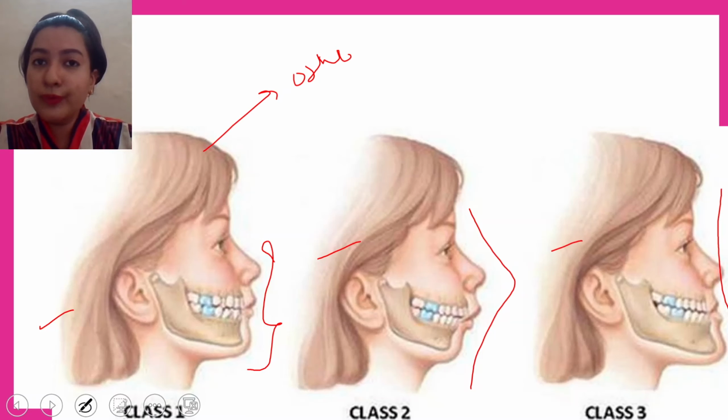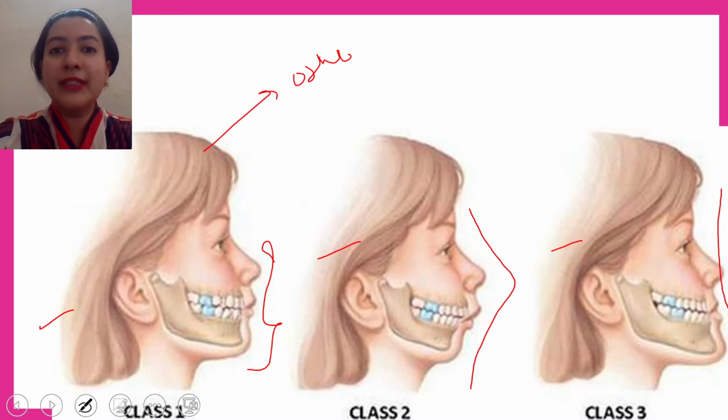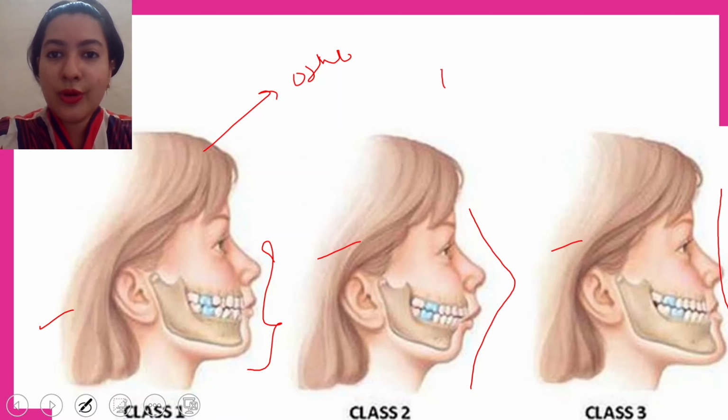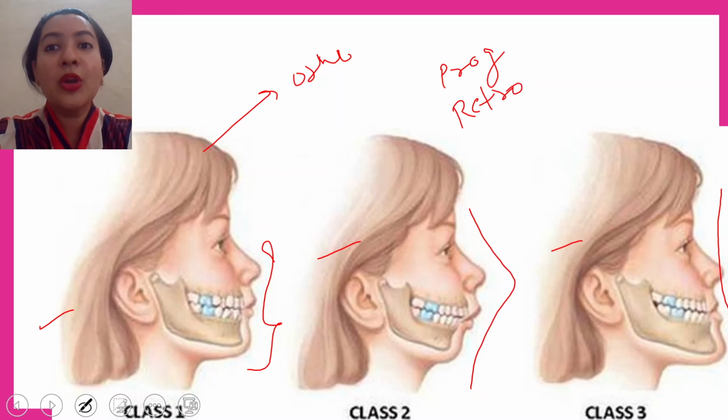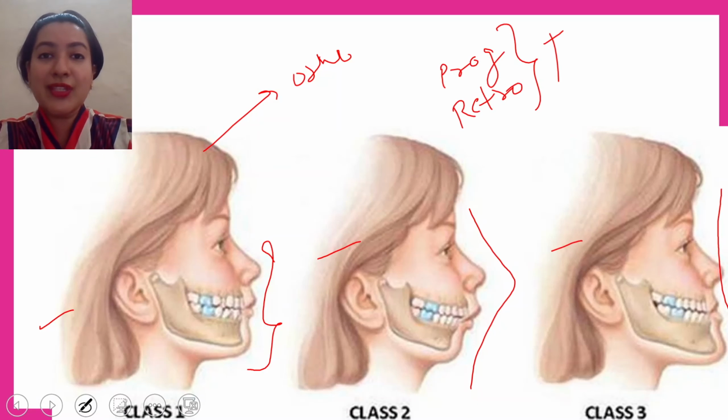In class 2, there can be two situations. Either my maxilla is prognathic or my mandible is retrognathic. So it can be a case of prognathic maxilla, or a case of retrognathic mandible, or a combination of both. Diagnosing the problem is very important, that is, where does my problem lie? Whether my maxilla is normal and mandible is affected, or my maxilla is affected and mandible is normal, or both are affected. So this is class 2.